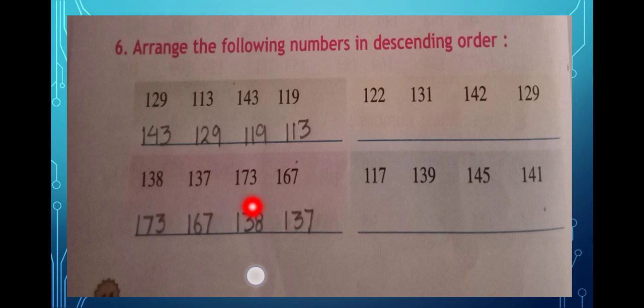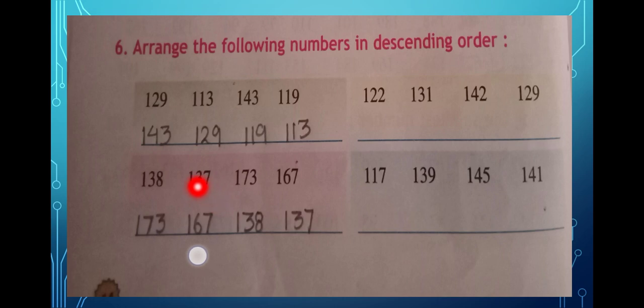Okay. In the same way here also you have to write down the biggest number. See all the hundreds places are 1, 1, 1, 1. So you have to see the tens place. Here it is 3, here also 3, here 7, here 6. So 7 will be the biggest number. So we wrote 173 first. Then the biggest number is 6. So we have written here 167.